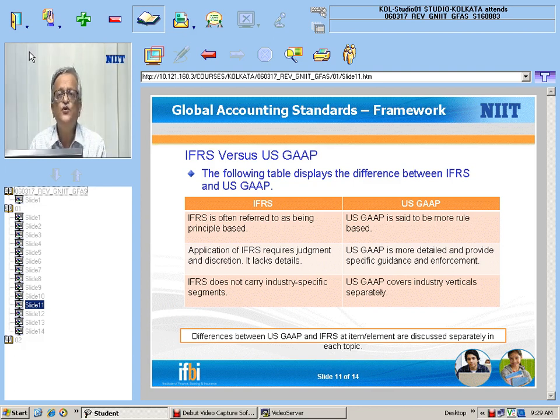This difference that you can see between IFRS and US GAAP will be dealt with at the end of each chapter. At the end of each topic, we shall be discussing the difference between IFRS and US GAAP. As I already told you, US GAAP is more rule-based, more detailed, and provides more specific guidance than IFRS.